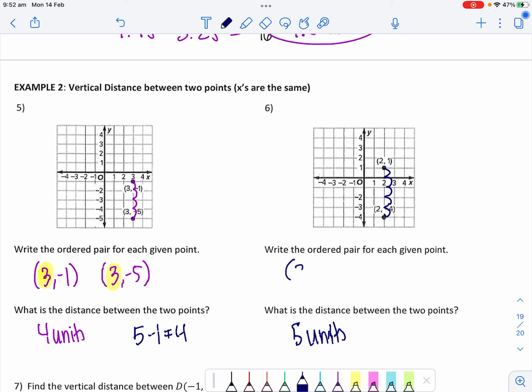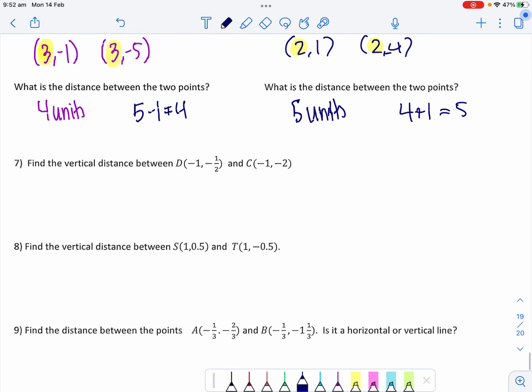I've got (2, 1) and (2, 4). Again, my x coordinates are the same, and my y coordinates have the same sign, so I'm going to do 4 minus, or sorry, this is (2, -4). Just kidding. So this is going to be 4 plus 1 is 5 units.